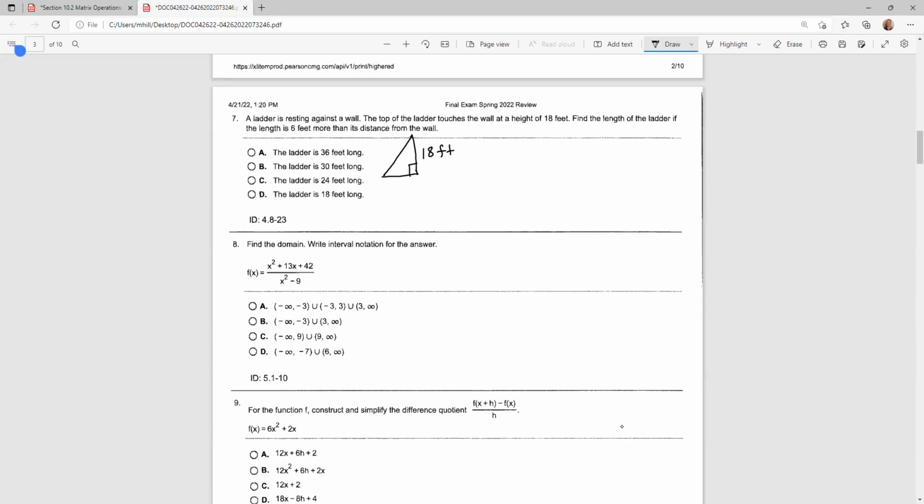It says find the length of the ladder if the length is 6 feet more than its distance from the wall. So I'm going to say the distance from the wall is X and the length of the ladder is X plus 6.